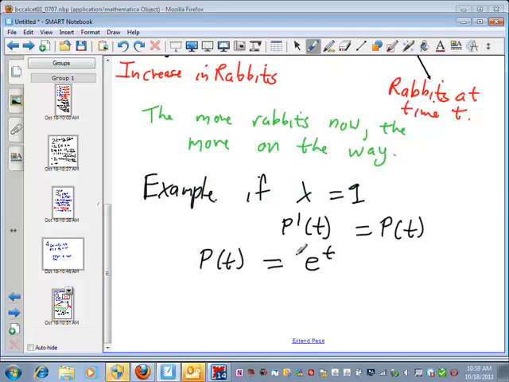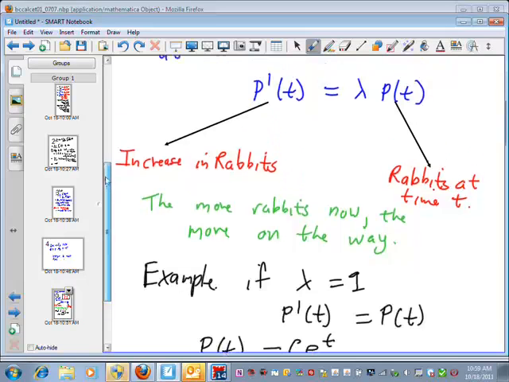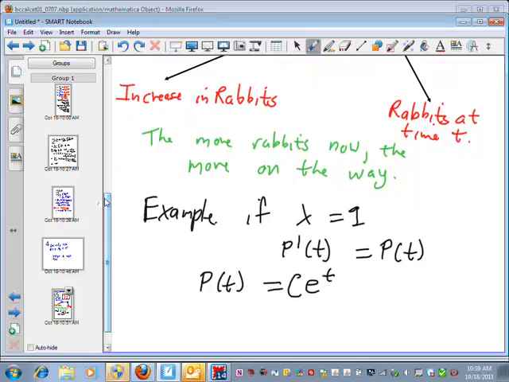Now, nothing stops me, of course, from putting something in front of this. So it could be 5 e to the t, 10 e to the t. So it's a constant times e to the t. Are they constants according to species? Of course, yeah, the constant depends on the species. But that's why it's exponential. Questions about that?